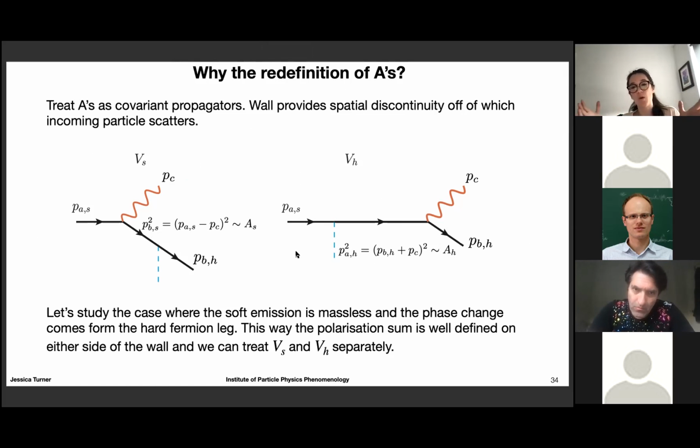However, this is a quantum process, so you can't really say when the emission occurred. It could have occurred before interaction with the wall or after interaction with the wall. So analogously, VH is the process where the emission occurs after the interaction with the wall, and PAH corresponds to this propagator here.